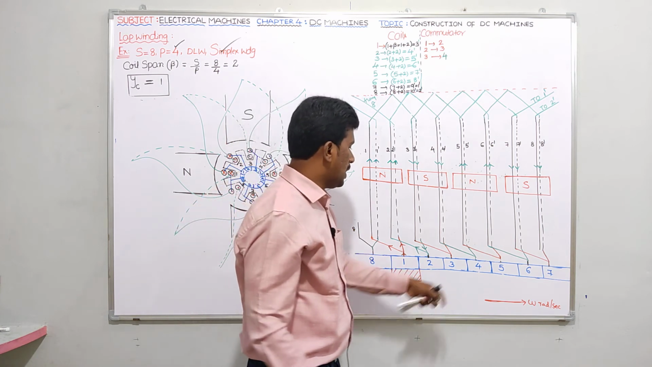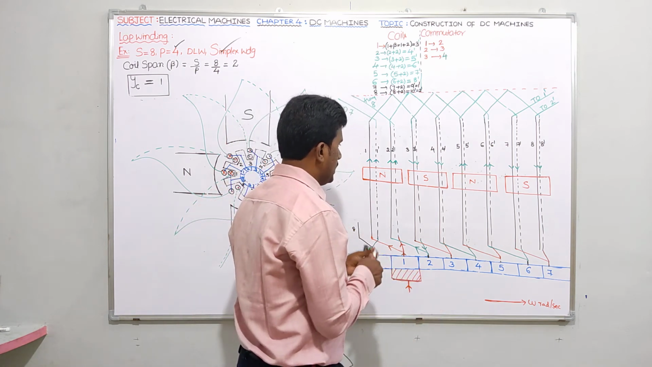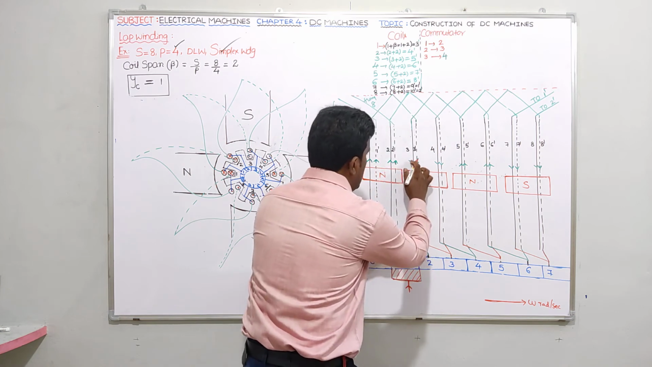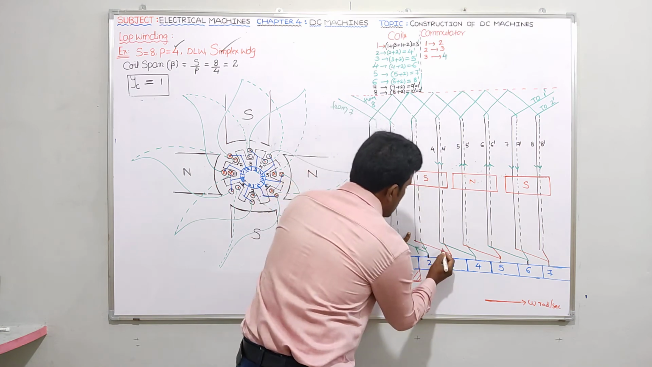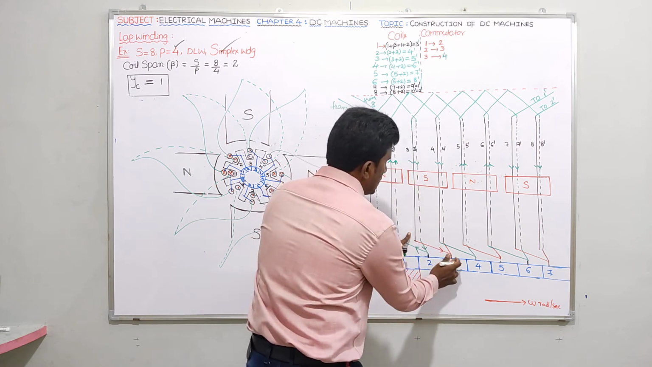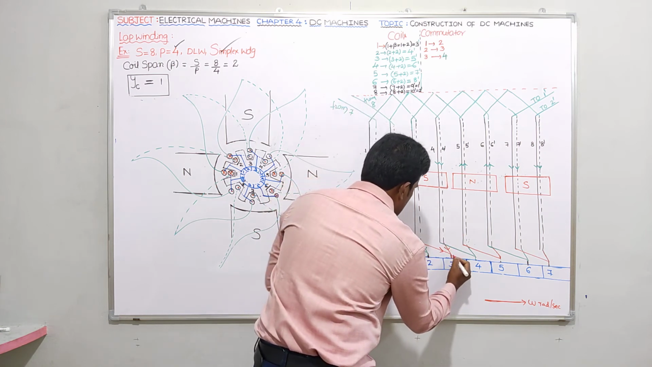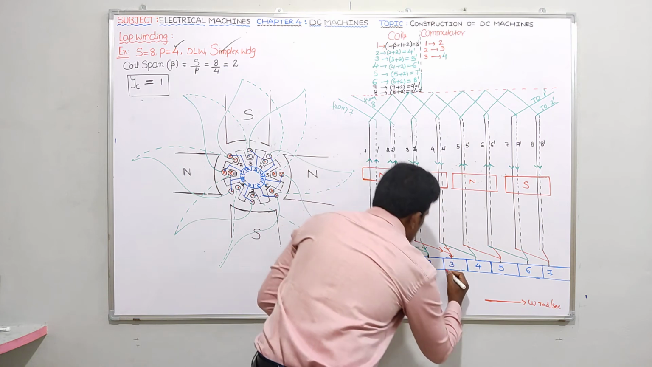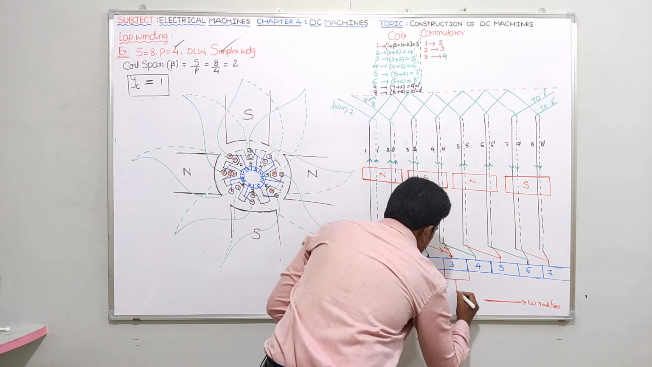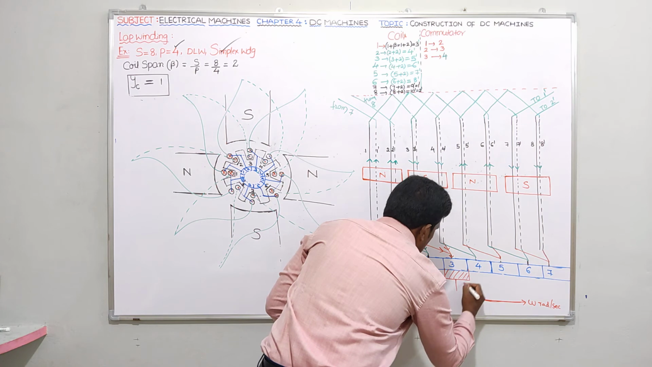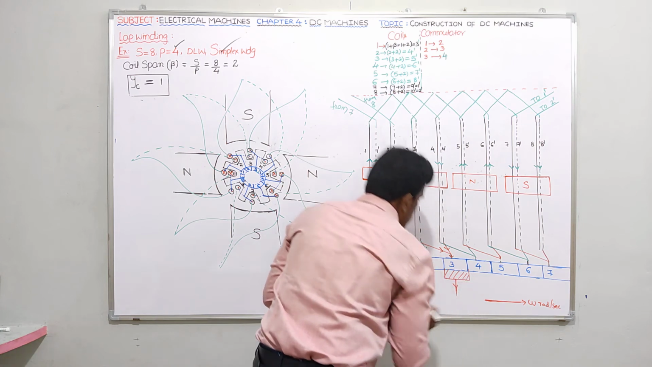Now what about third segment current? Third segment is connected to 3. Arrow mark should be downwards. Yes, it should be downwards. And third segment is connected to 4 dash. Also it should be downwards. So result current is there. It should be in downward direction. So brush has to be placed here. Current direction should be like this, downwards.